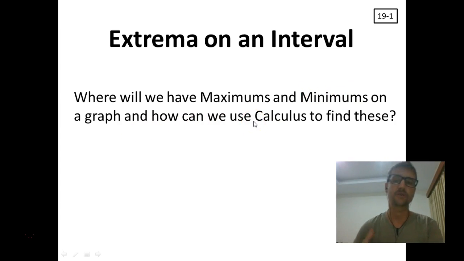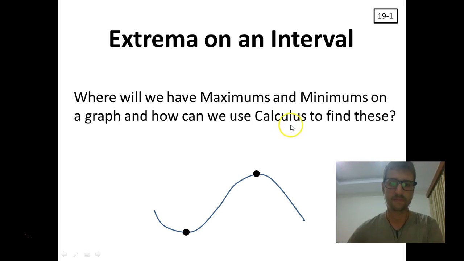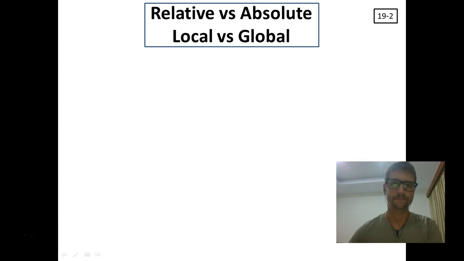And how do we use calculus to find these maximums and minimums? So here's a graph, for example. Clearly this is a minimum and this is a maximum, and we're going to use calculus to find these. So you're going to have two types of extrema. You're going to have what we call relative maximum and minimum, or absolute maximum and minimum.